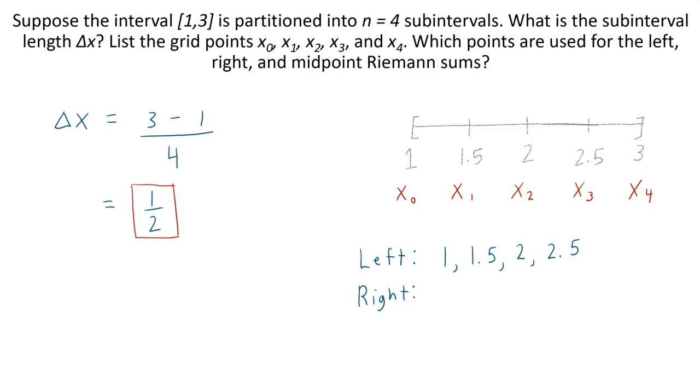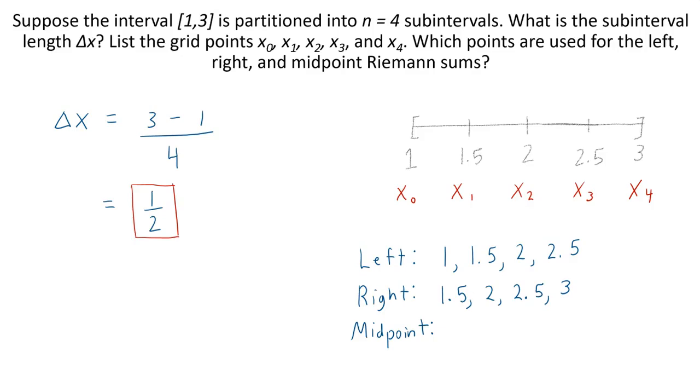Notice that we didn't use the rightmost endpoint for our left Riemann sum. For the left Riemann sum, we started with the leftmost endpoint of our interval. And for the right Riemann sum, we'll start with the rightmost endpoint of our interval. That means for the right Riemann sum, the x values that we use to find the heights of our rectangles will be 3, 2.5, 2, and 1.5. And then the x values that we'll use to find the height of our rectangles for a midpoint Riemann sum will be the midpoints of each one of these subintervals.